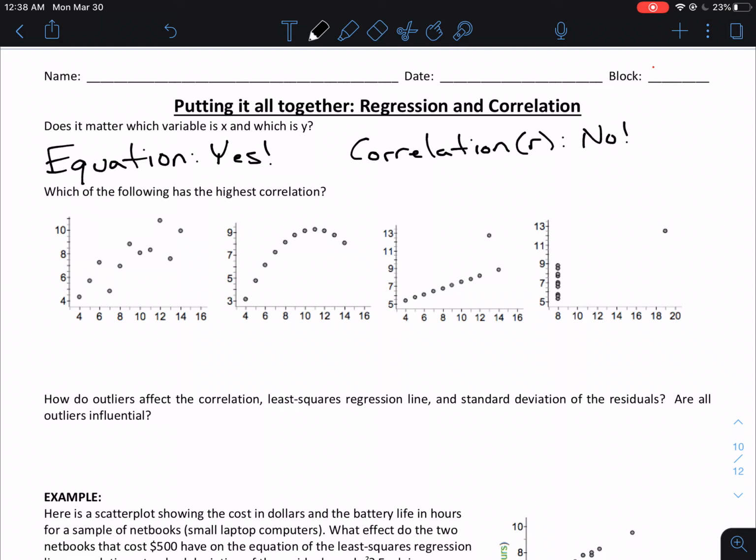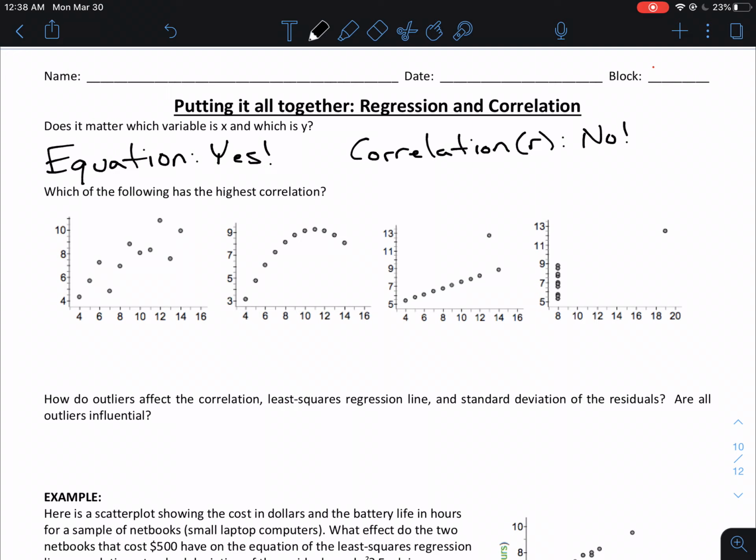is actually no. You can switch x and y up; it'll actually be the exact same r value, same exact decimal, same exact sign. So if it was a positive r value to begin with, it'll stay positive. If it was negative to begin with, it'll stay negative. Which is kind of interesting. I mean, if you think about switching your data around, you'd think that it might change a little bit, and actually it doesn't. So the next one: which of the following has the highest correlation?